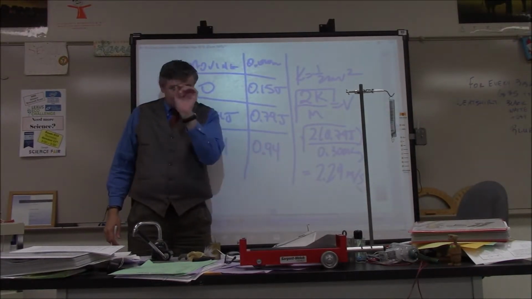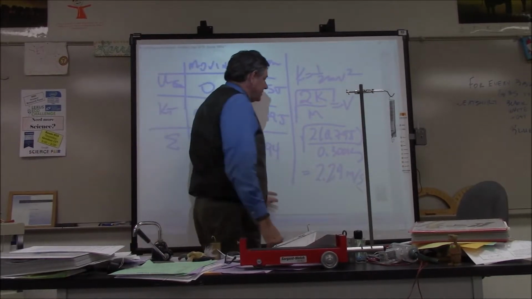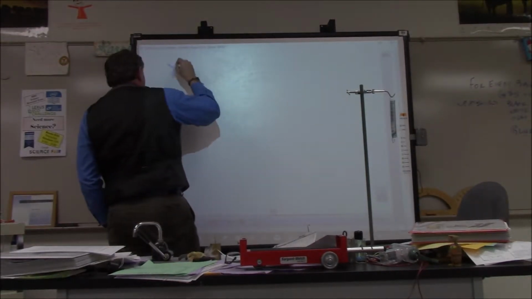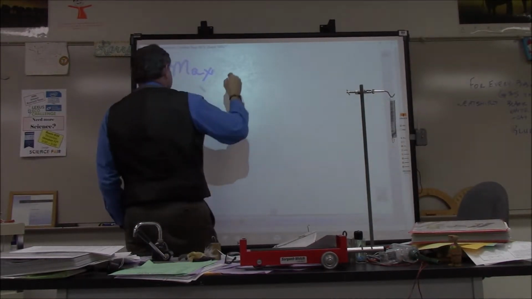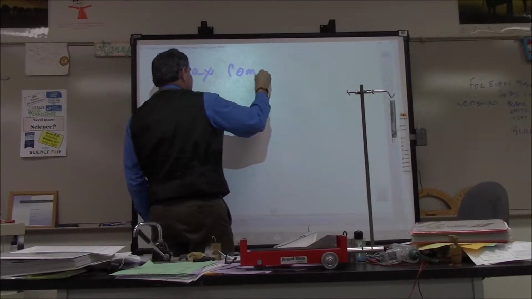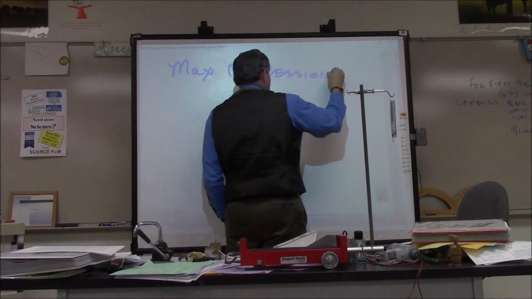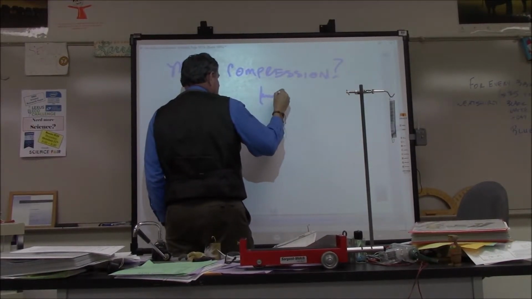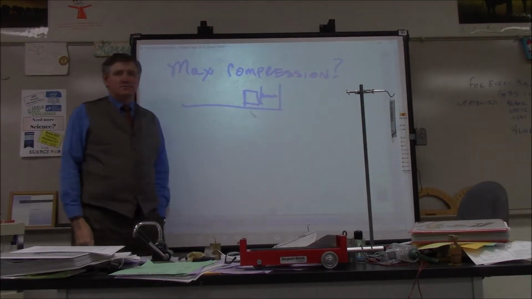Yeah, it hasn't compressed it very far. We haven't lost a lot of this velocity. Now, here's the last question. What is the maximum, speaking of maximus, what is the maximum compression of the spring? So in other words, when that spring is fully compressed, as far as it can be compressed, how far can we compress it?